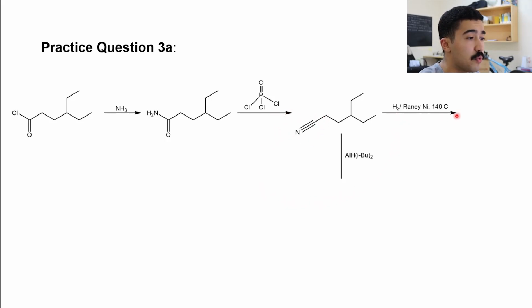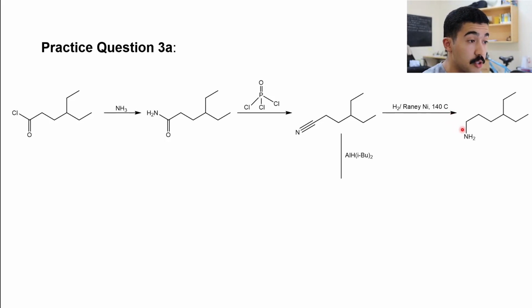Now, let's start off with this branch up here. We're now going to reduce this nitrile using Raney nickel, H2, so hydrogen gas, at 140 degrees Celsius. We know that this reaction does what? This reaction will reduce our nitrile into an amine.